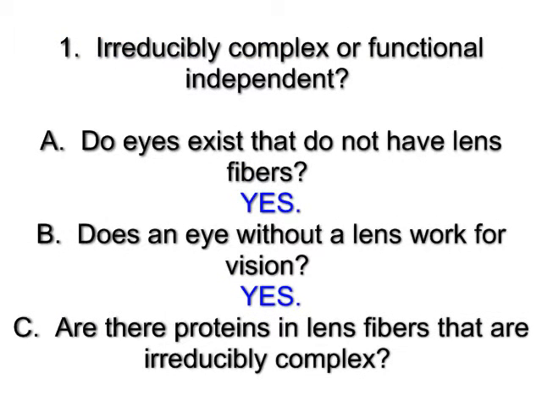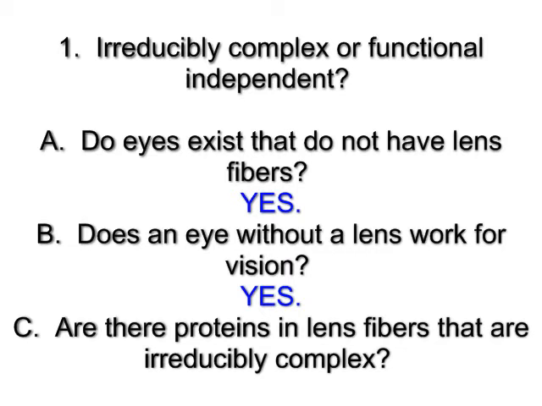So, is it irreducibly complex or is it functionally independent? Well, let's answer the simple questions. Do eyes exist that do not have lens fibers? Yes, lots of them. Does an eye without a lens work for vision? Yes, very poorly, but it does work. Are there proteins in lens fibers that are irreducibly complex?